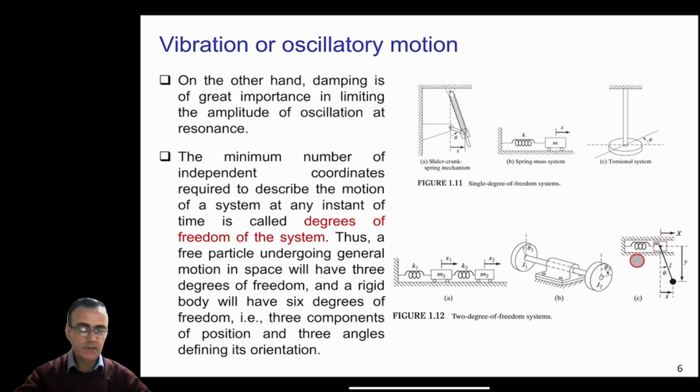And similarly in this case here, you have a mass which can move in this direction. So you need one coordinate x, and then you have this pendulum which is attached to the mass, and the pendulum can have its own motion, and you can represent this by theta, and obviously x and y and theta can be related to each other. So you need one coordinate here and one coordinate here, so it needs two coordinates.